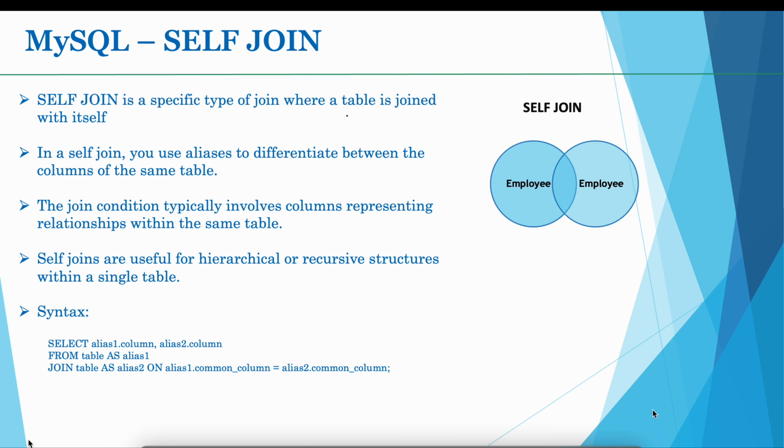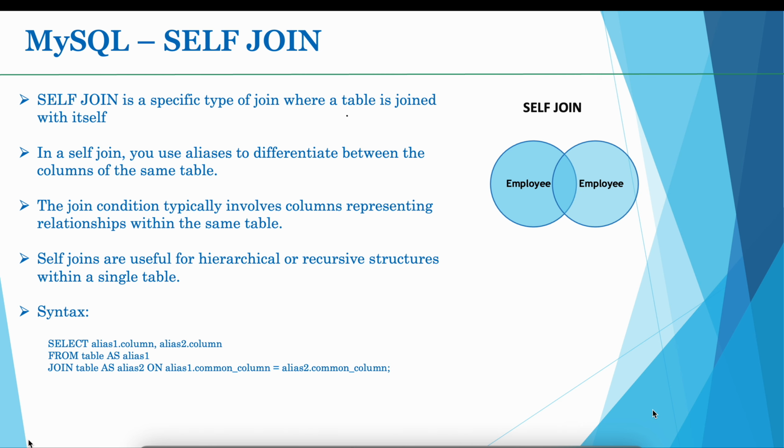Welcome back. Self-join. Self-join is a specific type of join where a table is joined with itself. For example, if you have an employee table, it can be joined with the same table to get some of the results that we are looking for.